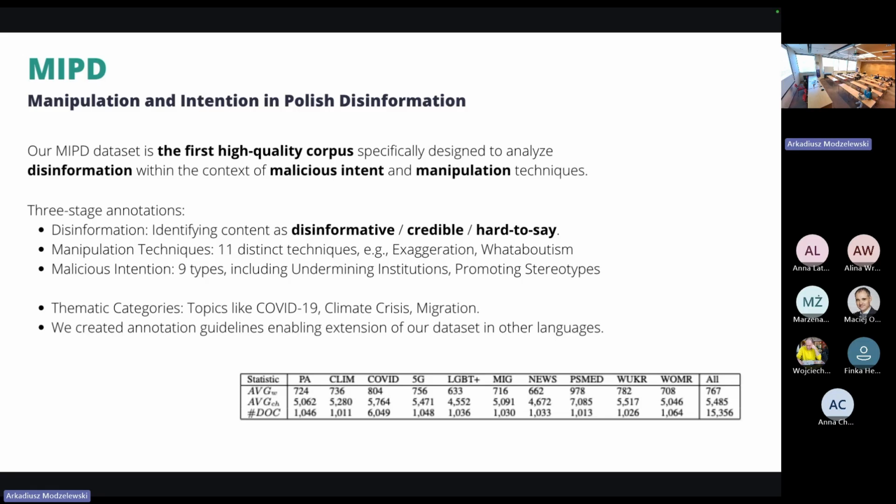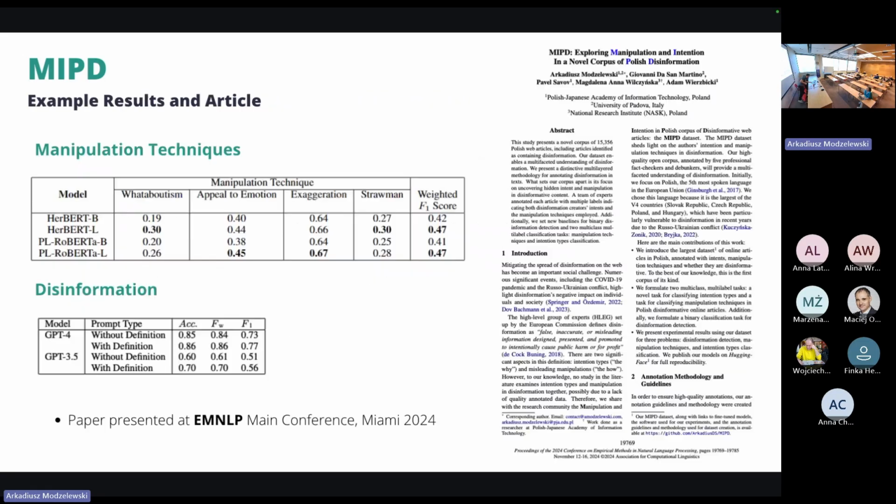What is also seen in NLP research is that most datasets in misinformation and disinformation research are about 1 or 2 topics at most. And we have much more. We have about 10 topics. For example, about the climate crisis, we also have COVID, LGBT plus issues and migrant issues. Our annotation guideline was published, and we also tried to extend this dataset to English. And soon, I hope, we'll publish the English version.